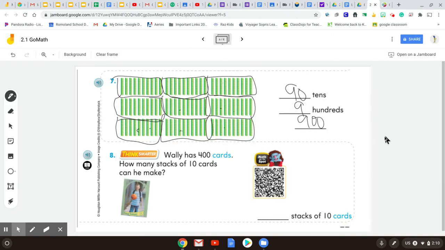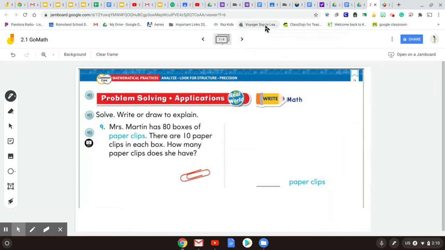Okay, so that cute little video gave us the answers. So we have 40 stacks of 10 cards. Okay, good. We're going to go to page 60. So go ahead and turn the page. And we're going to use kind of the same idea. Solve, write, or draw to explain.